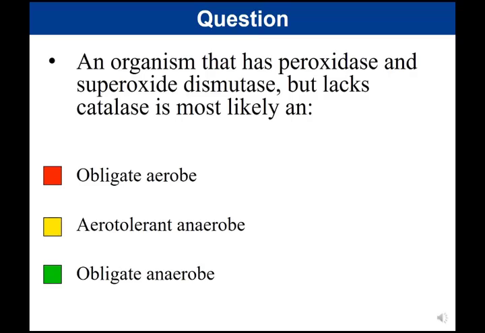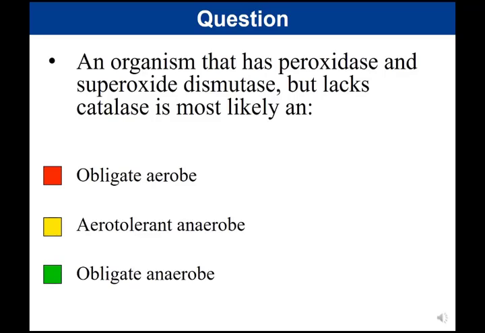So, question for you. An organism that has peroxidase and superoxide dismutase, but lacks catalase, is most likely: red, obligate aerobe; yellow, aerotolerant anaerobe; or green, obligate anaerobe? So go ahead and think about this for a moment. And when you're ready, unpause your video to turn it back on and listen to the answer.